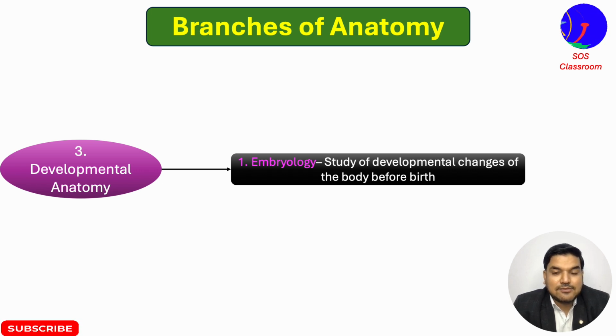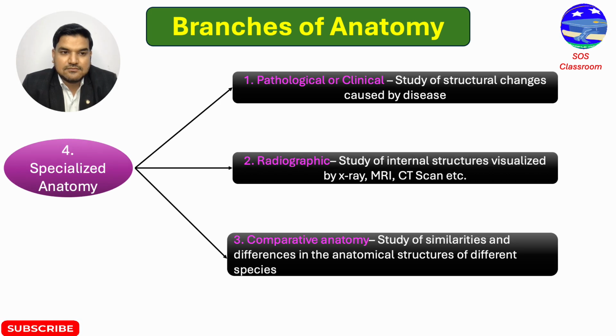Next, third is the developmental anatomy. Developmental anatomy means embryology. Embryology means the study of developmental changes of the body before birth. Before birth means in the uterus. When the fetus is developing in the female uterus, that study is called embryology. So embryology study generally we do in the gynecological departments. Next, number four and last is the specialized anatomy. In specialized anatomy we study the specific regions.